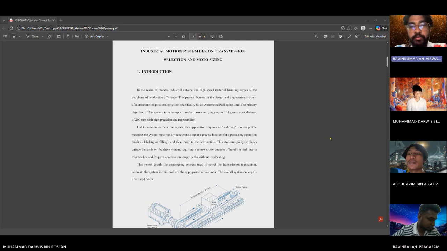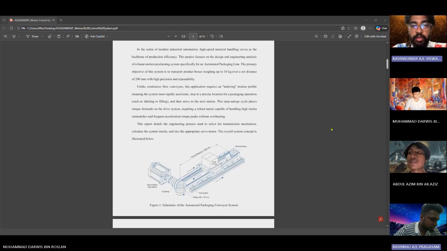Unlike other flow conveyors, this application requires an indexing motion profile, which must rapidly accelerate and stop at a precise location for packaging operations, such as labeling or filling. As you see, that is the picture of the schematic of how the automated packaging conveyor system could look. Next we will go on to the objectives.